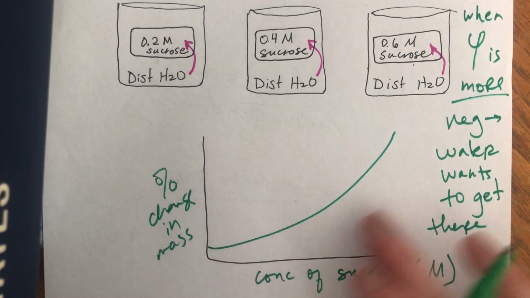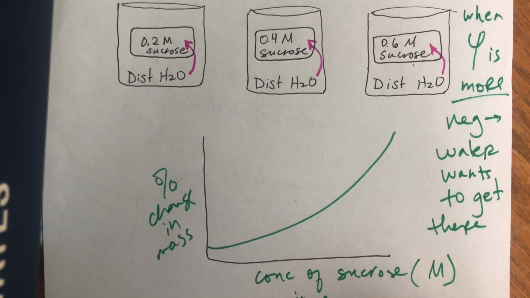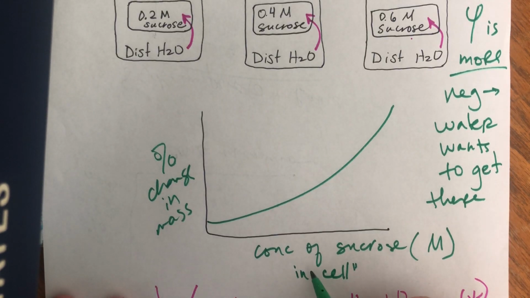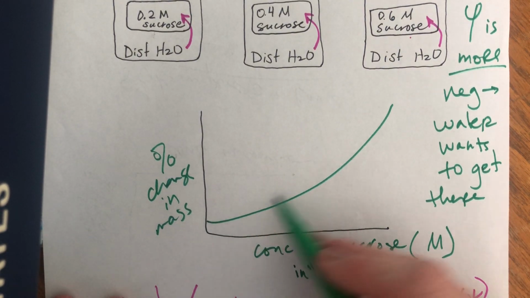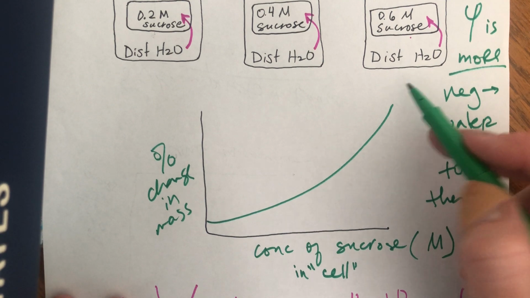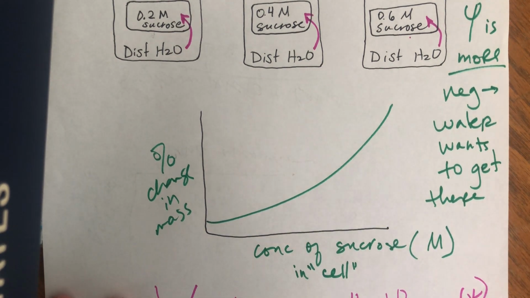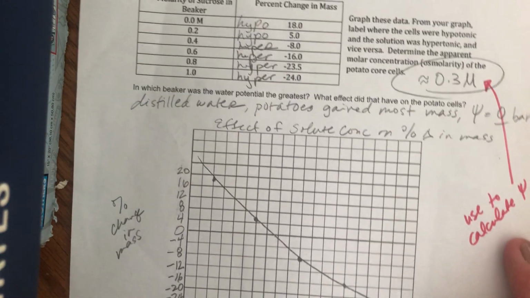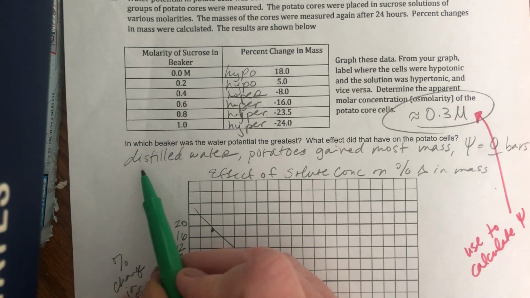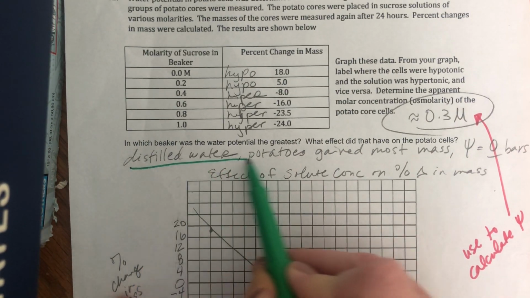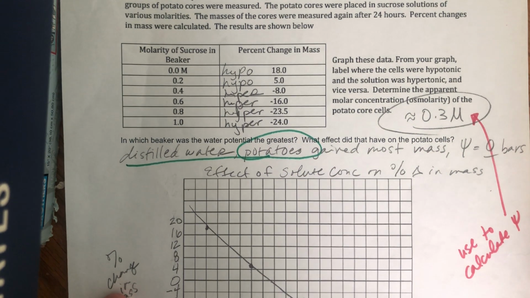Okay? As the concentration of sucrose in the cell increases, the percent change in mass is going to increase, going to gain more mass. Now, here's number 2. College Board really likes this scenario also. Instead of putting a bag like a model cell, we're putting potato slices.